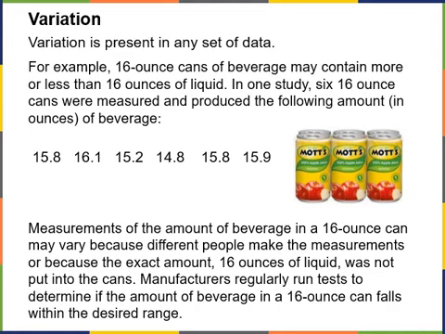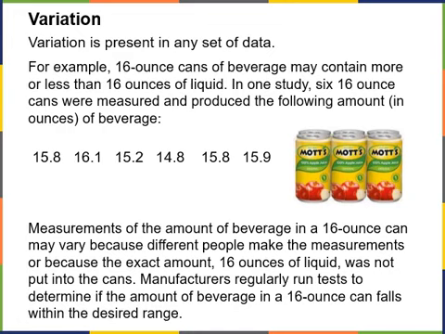Okay, now let's start talking about variation. Variation is present in any set of data. Okay, chances of you, let's say, running a survey twice and having the exact same results is very unlikely. Okay, so for example, 16-ounce cans of beverage may contain more or less than 16 ounces of liquid. It's never going to be absolutely perfect. You might have a little bit more than 16, you might have a little bit less. Okay? But on average, the goal is to have them at about 16 ounces.